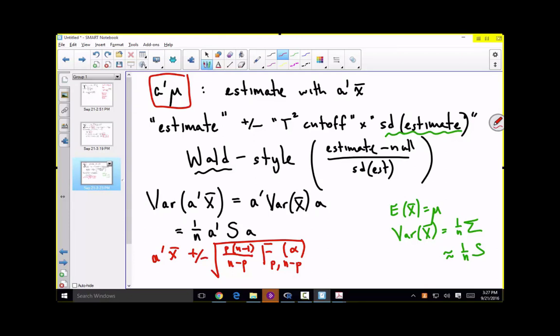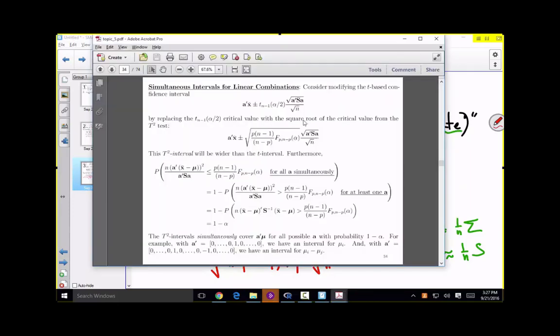So estimate plus or minus t-squared cutoff times the SD of the estimate. And we figured out on the previous line the variance of the estimate is that. So the SD is the square root of that: 1 over n, A transpose S A. That's what we have right here. That is a way to do simultaneous confidence intervals.